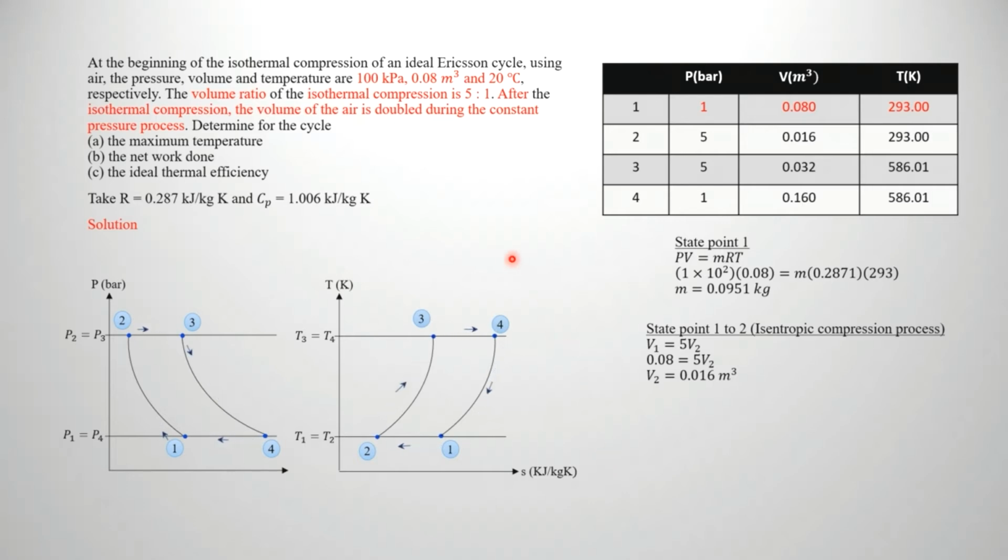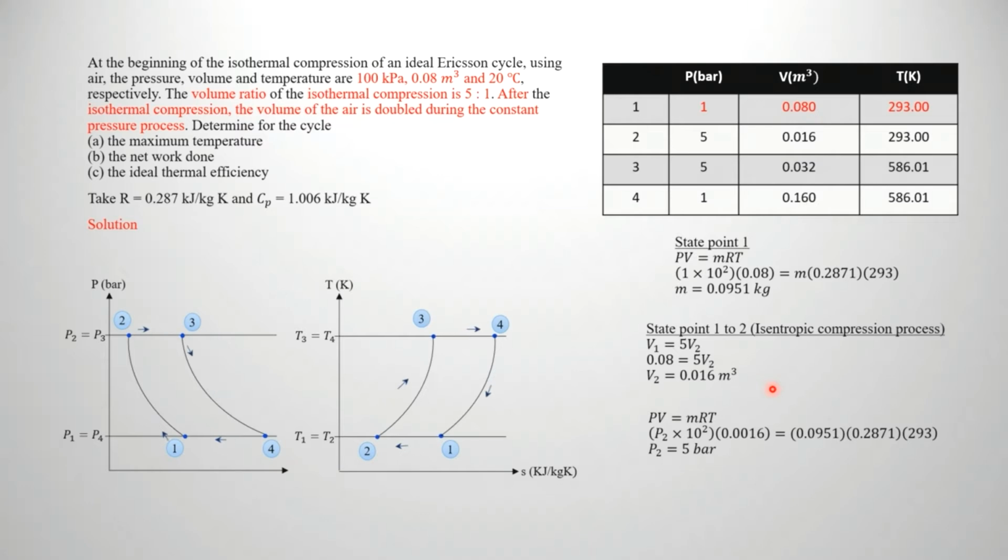They say the volume ratio of the isothermal compression. This is your isothermal compression process. V1 is greater than V2, so you take V1 over V2 equals 5. We know V1, so we can find V2.